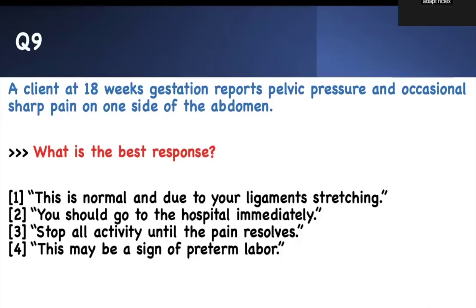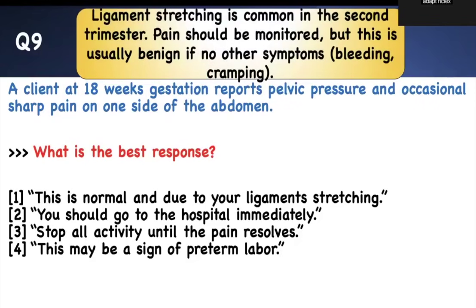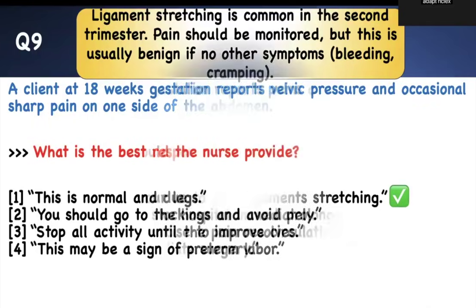This is due to round ligament stretch. It's common during the second trimester. Therefore, teach them not to worry, but monitor it. If it continues and is associated with bleeding and cramping, yeah, you worry about the bad stuff, right? Preterm labor and other things. But this is common during the second trimester.